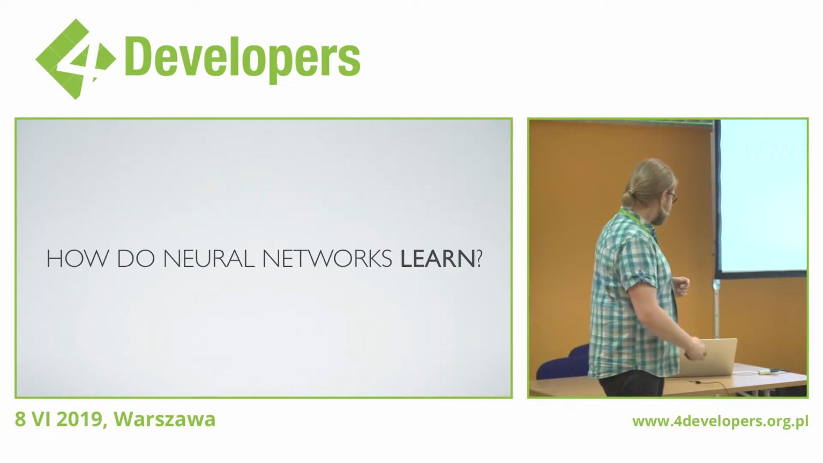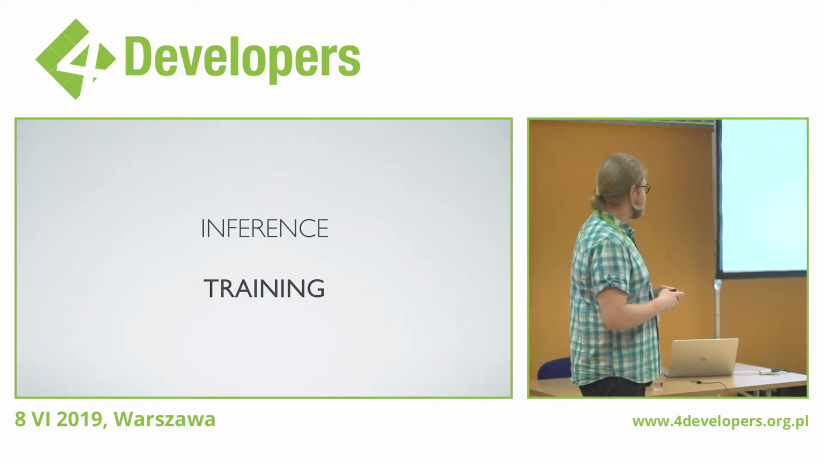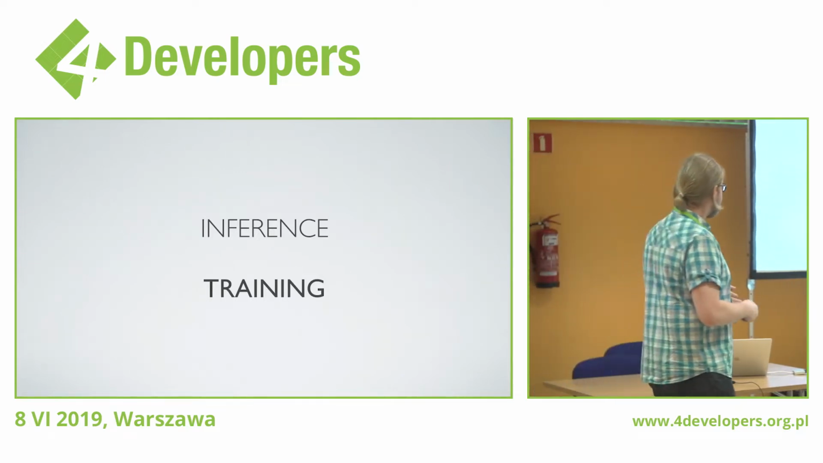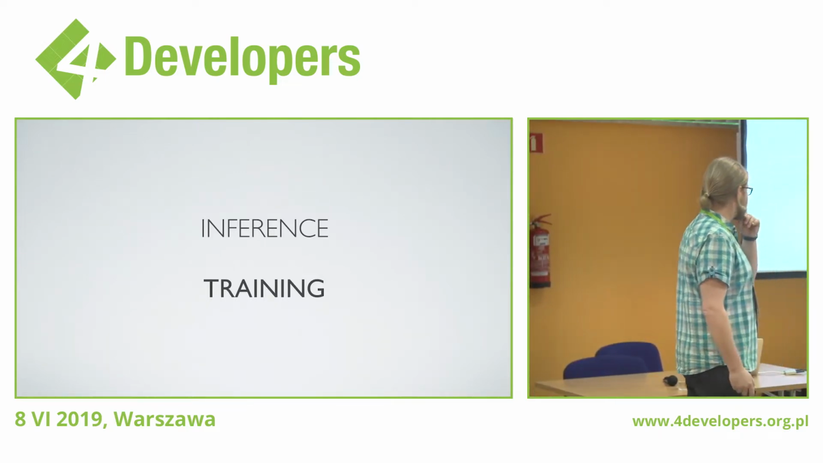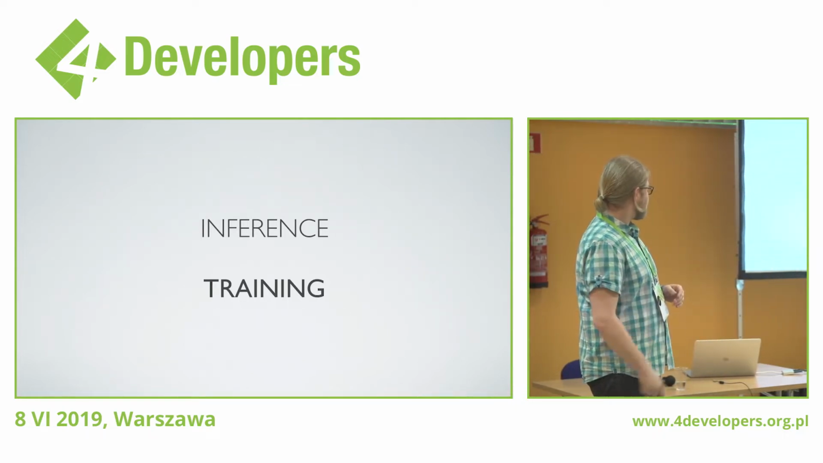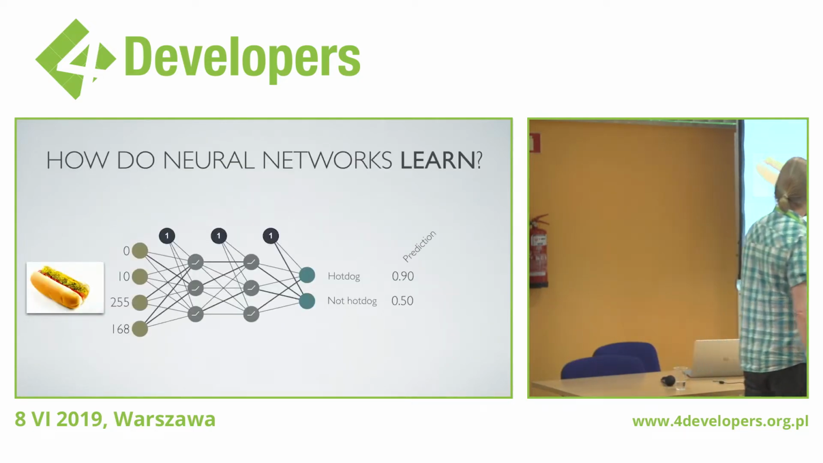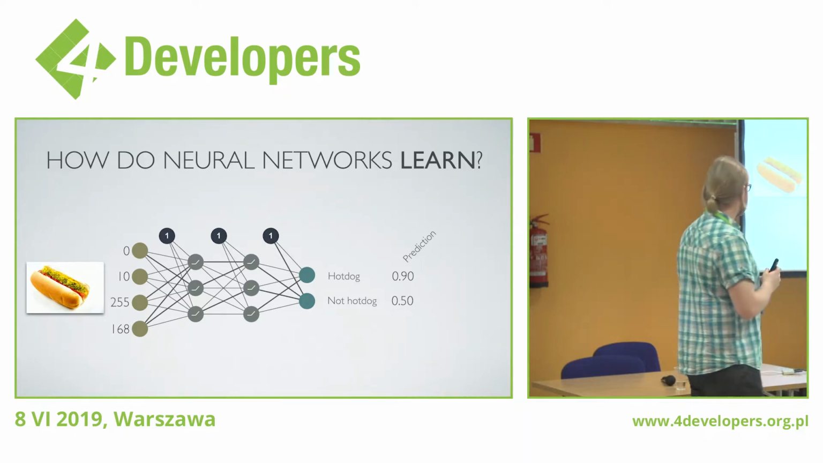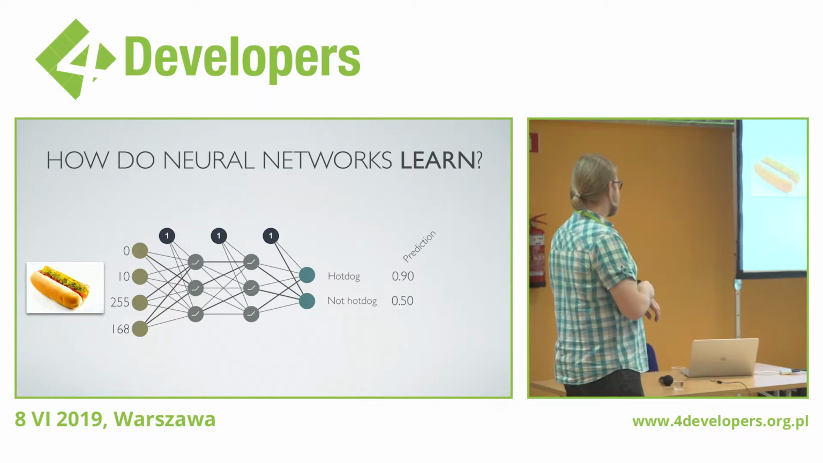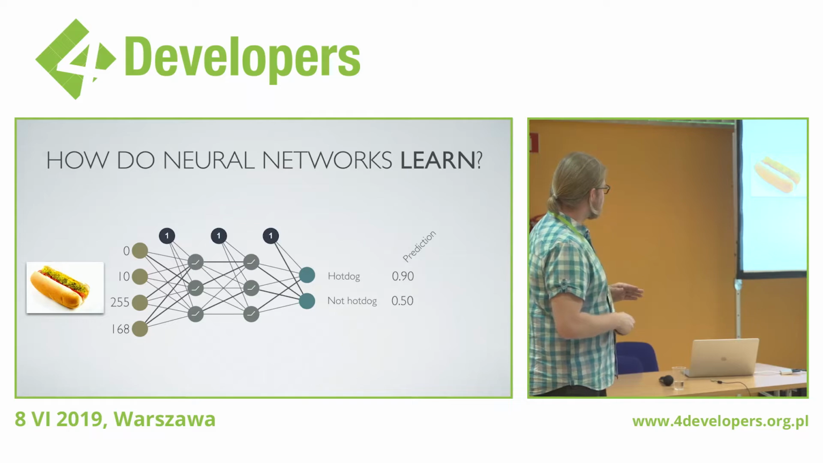But how do we actually train them? How do we actually get them to this state? So this first part that I was describing, we often refer to as the inference. So the network is performing inference. But the next part I want to talk about is the training of the network. So let's go back to our example. And let's say that this network hasn't been trained very well yet. It's giving us some predictions.